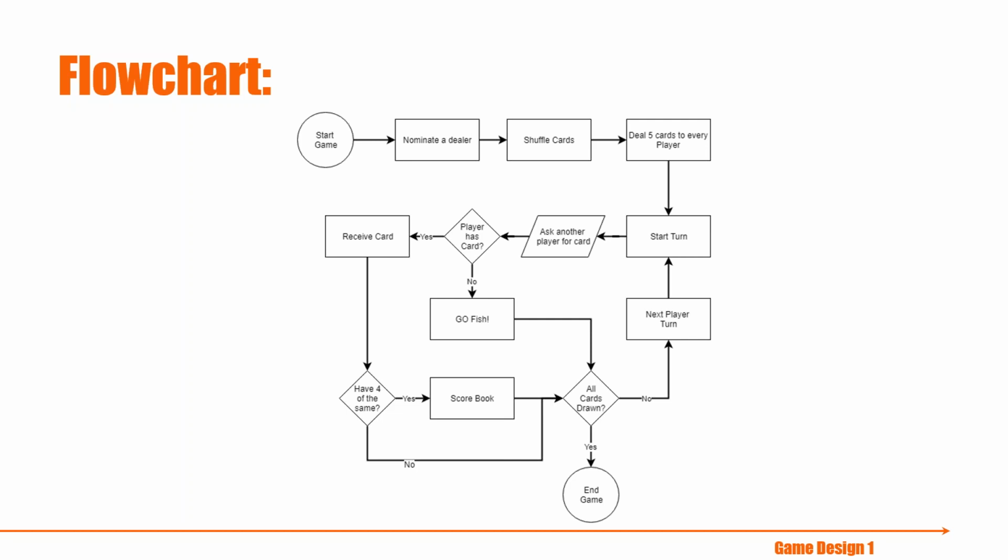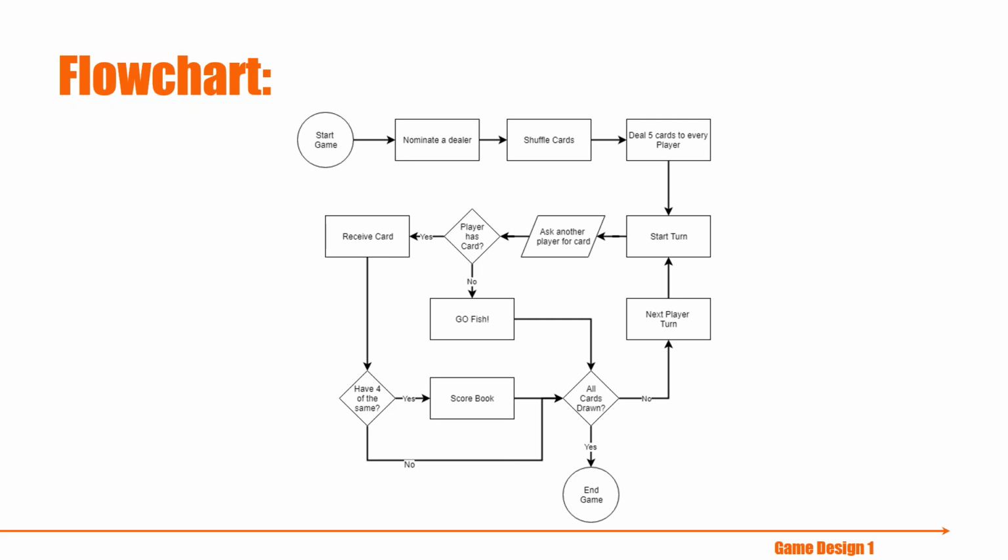Now that player asks another player for a card. Does that player have a card? This time we're going to say that they don't. So we go to Go Fish. The next thing that we do is, have all cards been drawn? No. So then the player will draw a card and it'll be the next person's turn. And you see how that's just an overview of what happens in the game Go Fish of a player's turn.